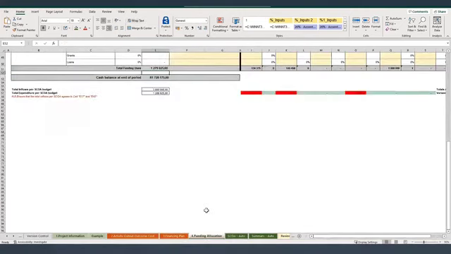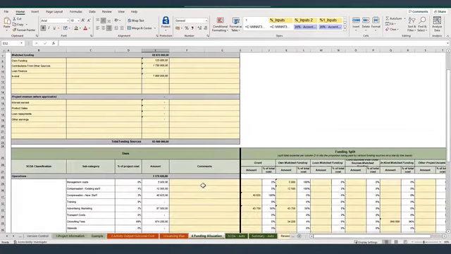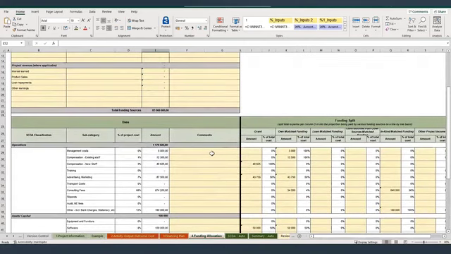The funding allocation tab generally is a carry-through, or should be a carry-through, of your theory of change, and it just shows us how you plan to allocate the funding based on the funding gap that you've identified. We'll talk about that in a little while.